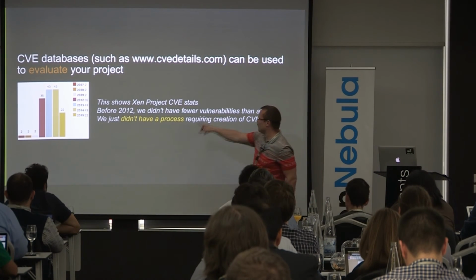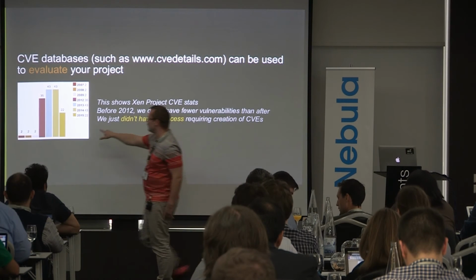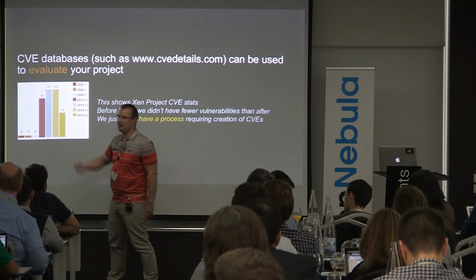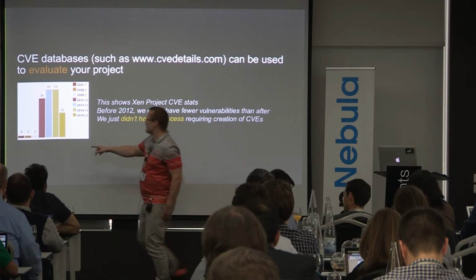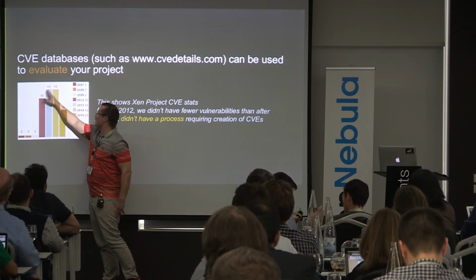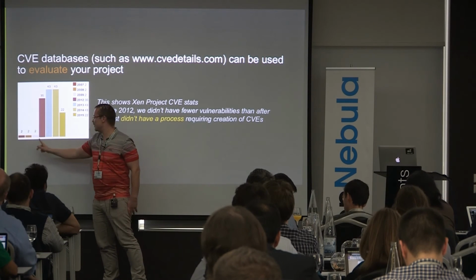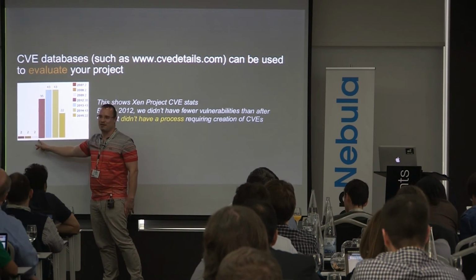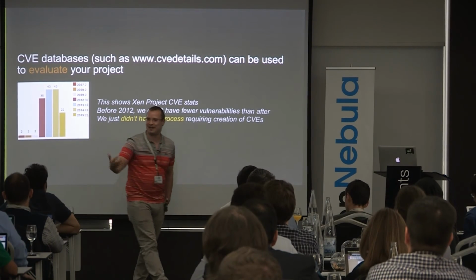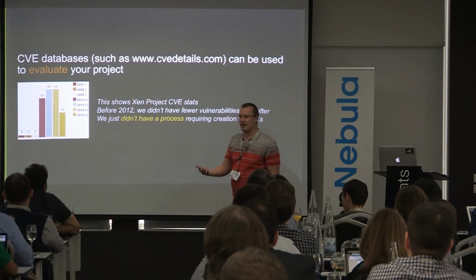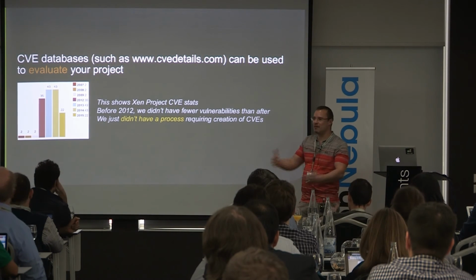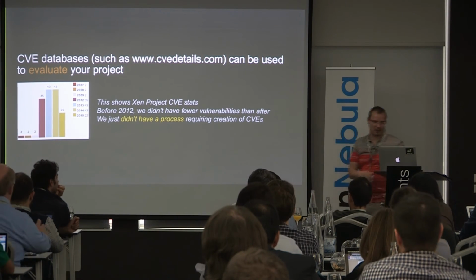For example, if you look at this graph, it shows Xen vulnerabilities from 2007 to 2015 which had CVE numbers. You could think that maybe we became a lot less secure. But what really happened is that at that point, we introduced a process which required us to assign CVE numbers for every vulnerability. And it becomes even worse if you compare different projects.